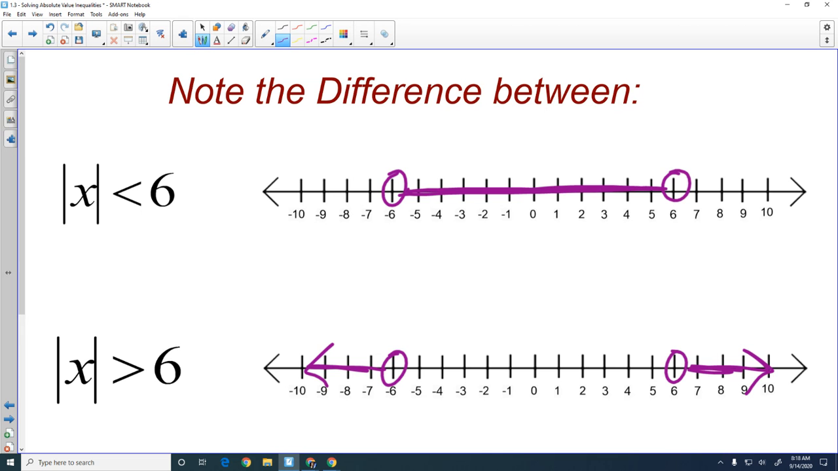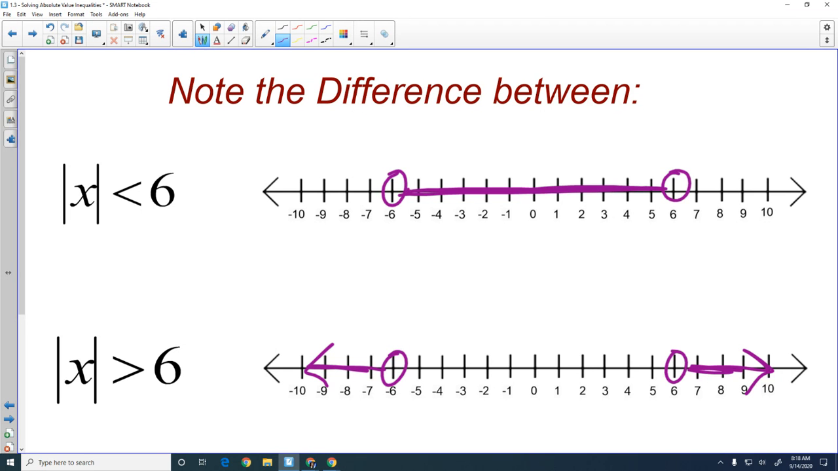Does anybody see how you can easily recognize which type of a graph you're going to get? The sign. Yeah. What do you mean? Tell me more. Like if the absolute value of x is less than whatever number, then you know it's going to be a bridge. Yep. And if the absolute value is greater than whatever your number is, it's going to be... Those opposite arrows, you mean? Yeah. Perfect. You did it with your hands, yeah.